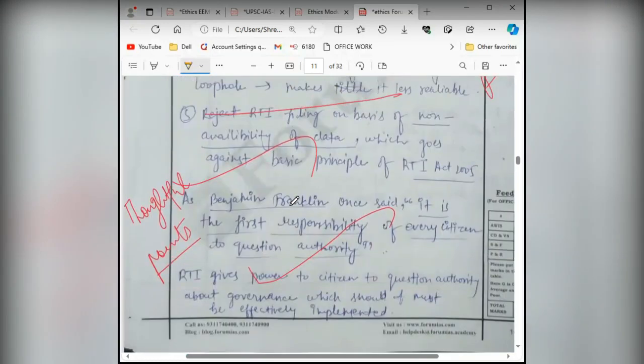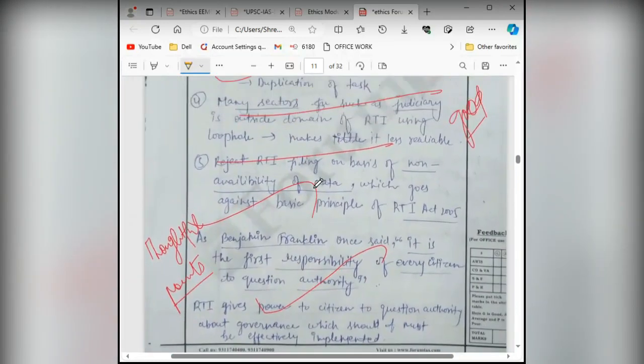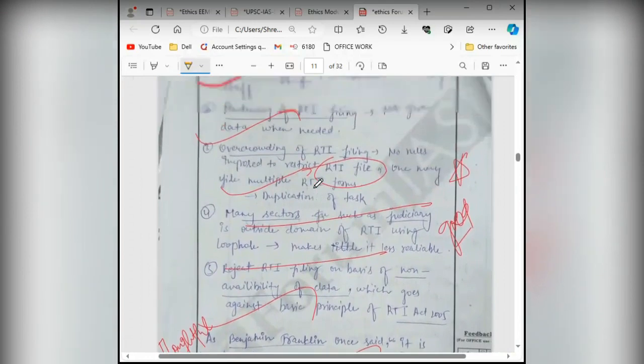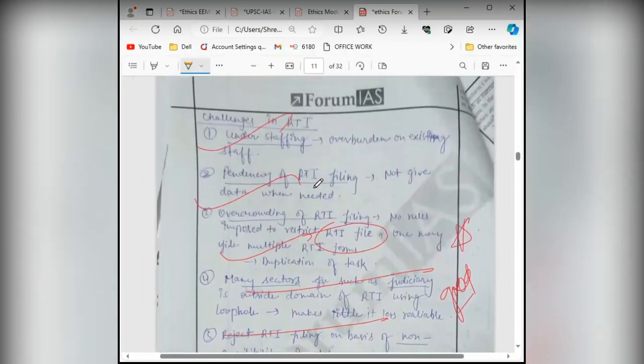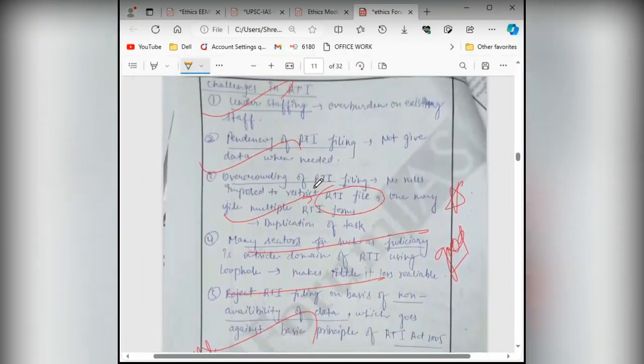Now coming ahead, I will share this sheet with every one of you, or you can just ping me and I'll share it. You can see that whenever she wrote, she also used to give certain underlining as well.